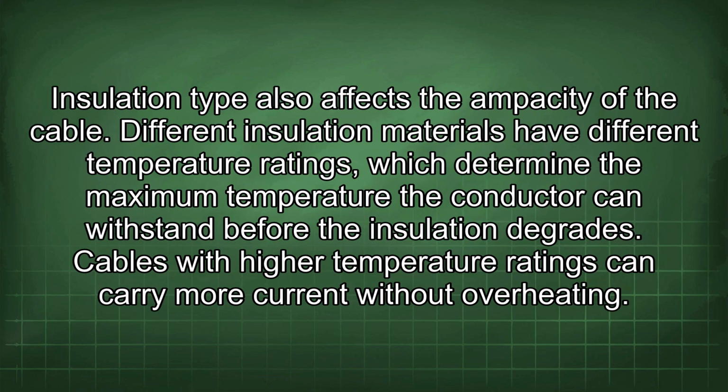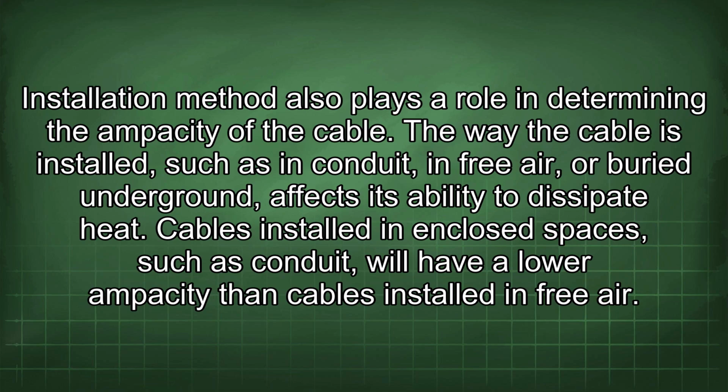Insulation type also affects the ampacity of the cable. Different insulation materials have different temperature ratings, which determine the maximum temperature the conductor can withstand before the insulation degrades. Cables with higher temperature ratings can carry more current without overheating. Installation method also plays a role in determining the ampacity of the cable. The way the cable is installed, such as in conduit, in free air, or buried underground, affects its ability to dissipate heat.